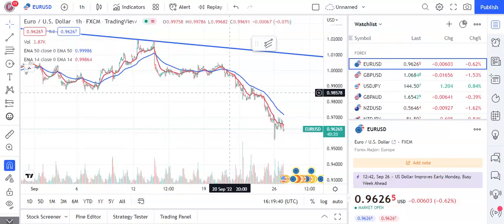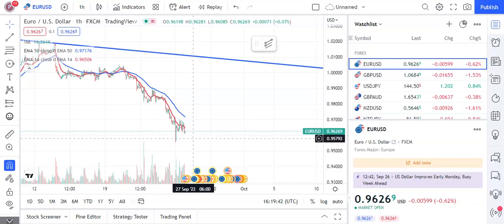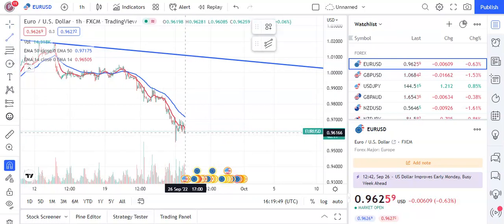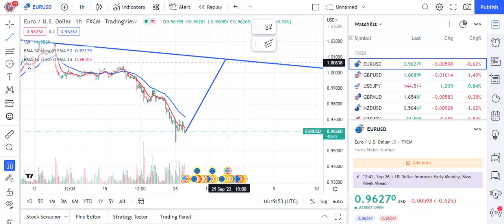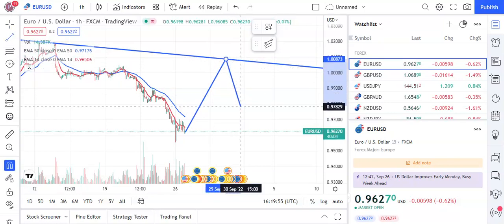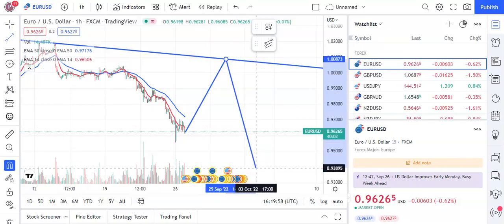Right now, this is 1 hour time frame Euro USD, and price has dropped down 500 and something. Now let me show you price. There's possibility that price could return back to this particular point, and begin again to head down. So what do we do? We watch it.